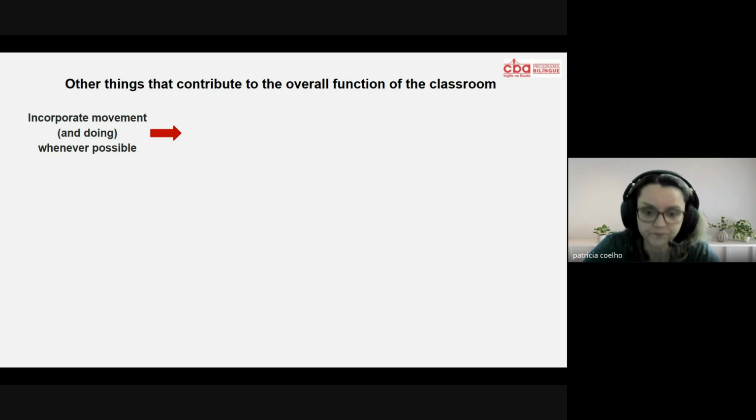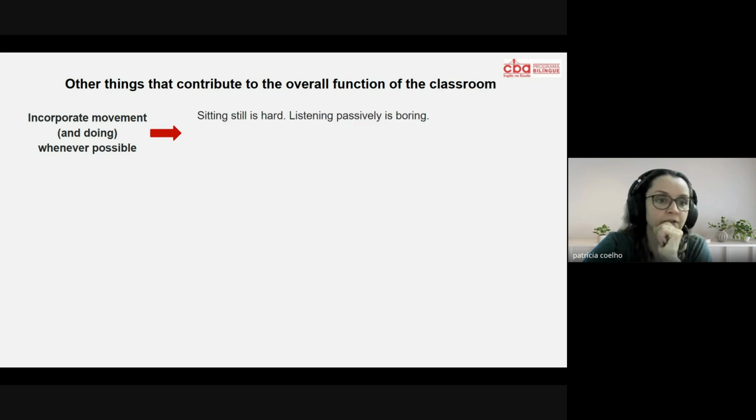What else can we do? Incorporate movement and doing things whenever possible. Guys, sitting still is hard, even for us, even for adults. And listening passively is boring.